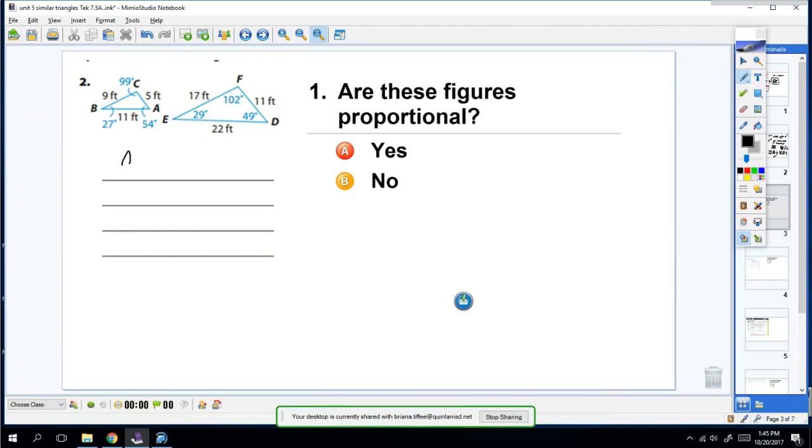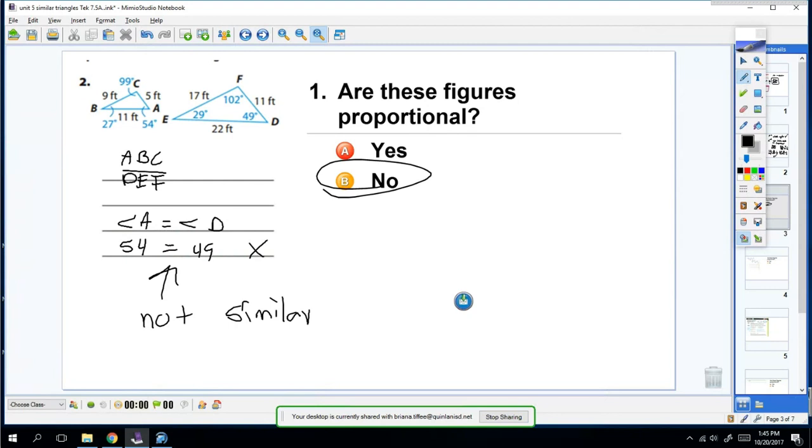So I have triangle ABC to triangle DEF. I'm going to look at angle A to angle D. Angle A is 54 and angle D is 49. These do not equal. Automatically, this means not similar. So the answer is no. These are not proportional, nor are they similar.